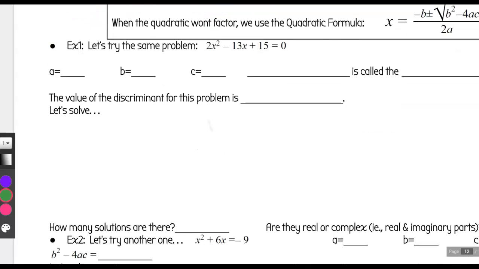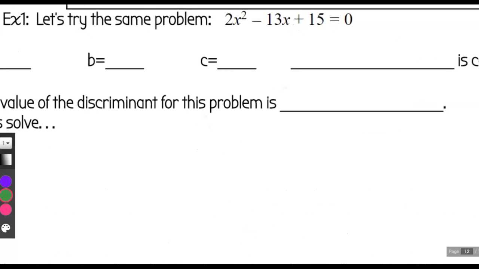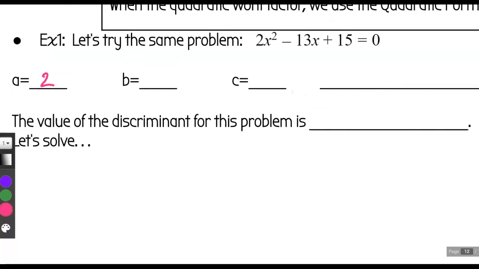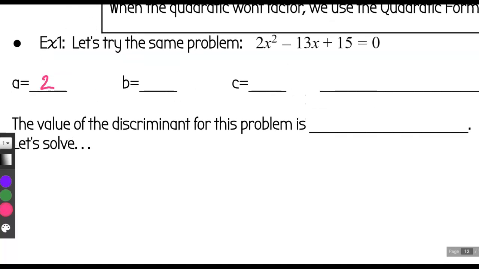Let's try to find the solutions of 2x squared minus 13x plus 15. What is our a value here? 2. Just the a. The a is just the number in front of the x squared. What's our b? Negative 13. And what's our c? 15.